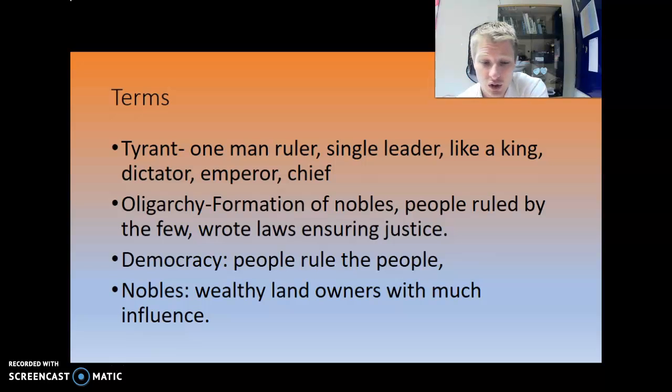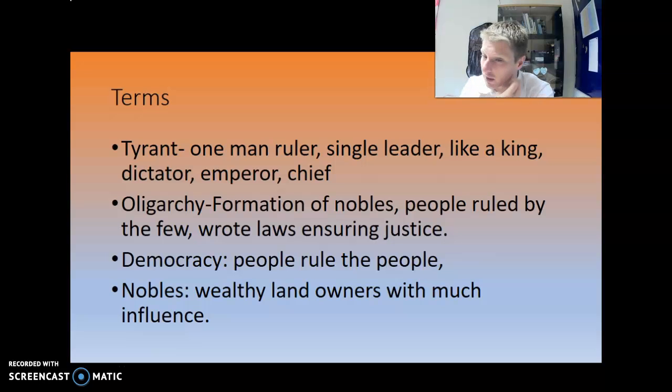Now, when I use the term tyrant, I'm referring to the word tyrant as it was used and known in ancient Rome or ancient Greece, because during this time, tyrant was a term for a one-man leader, like a king or whatever. However, now it has more of an evil meaning, right? We think of Kim Jong-un in North Korea as being a tyrant, a corrupted one-man ruler. And so that is tyrant. You will need to know that.